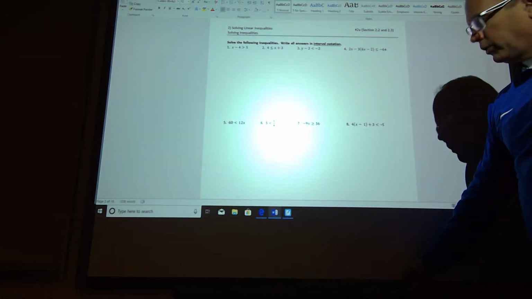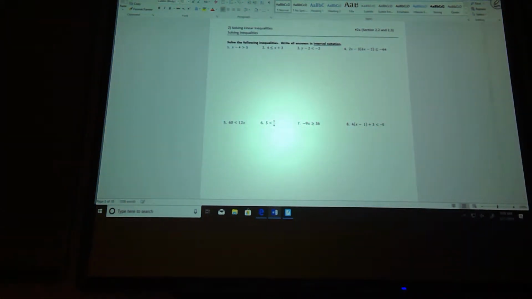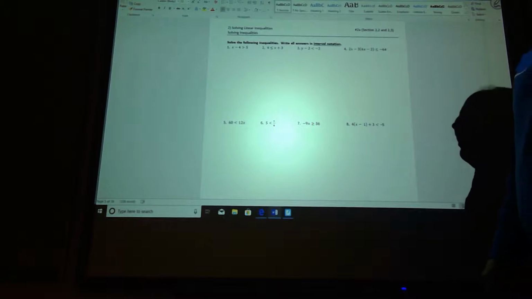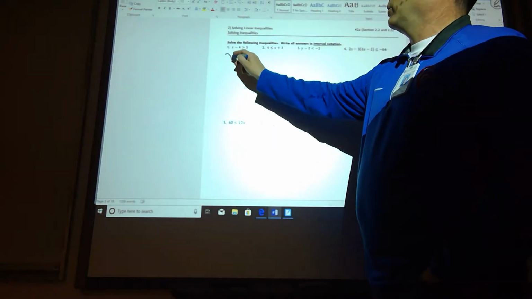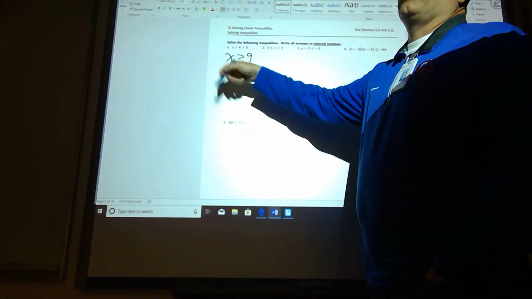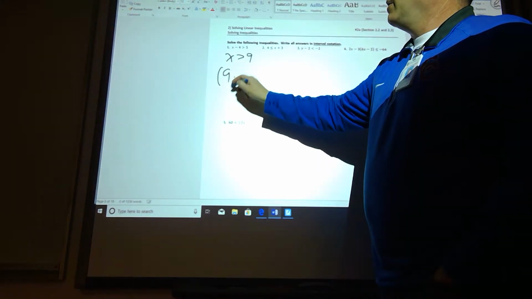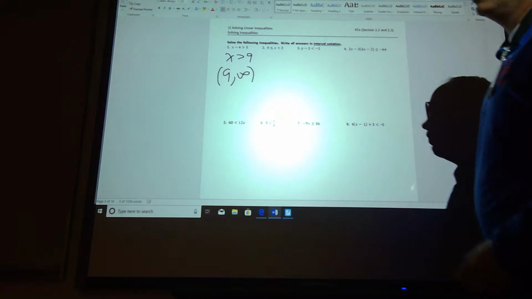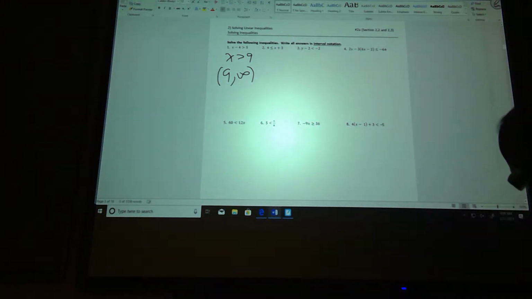Hi everybody, this is for CP Algebra 1, worksheet number 2, chapter 2. We're going to solve the inequality, so I'm going to add 4 to both sides, so I get x is greater than 9, and then we write it in interval notation. So I want values bigger than 9, so it's from 9 to infinity. It's not a square bracket because it doesn't equal it.